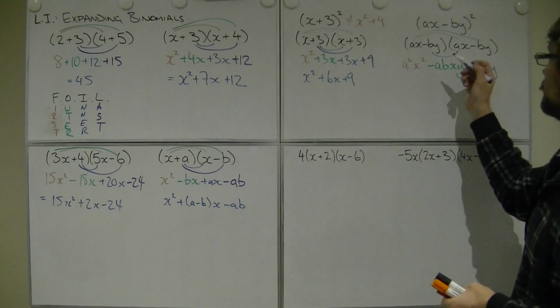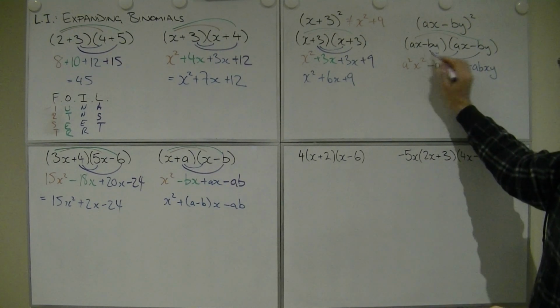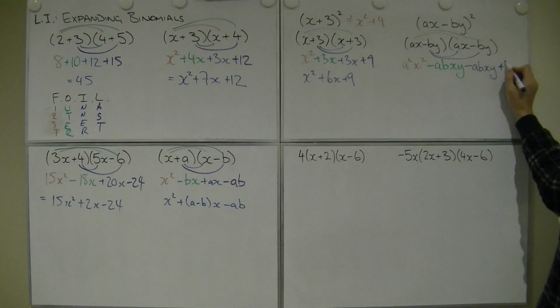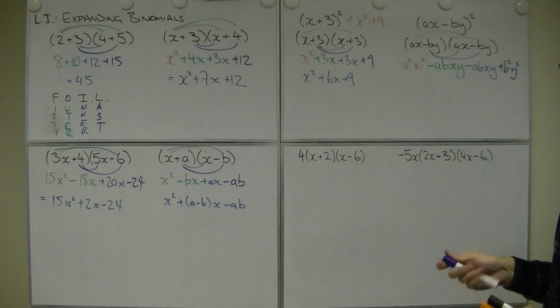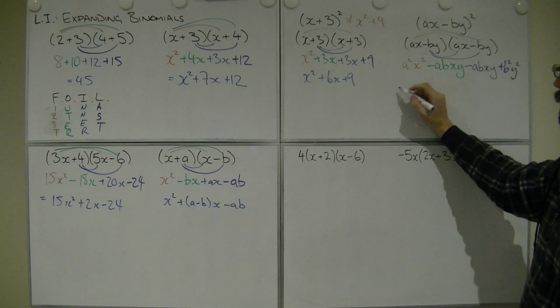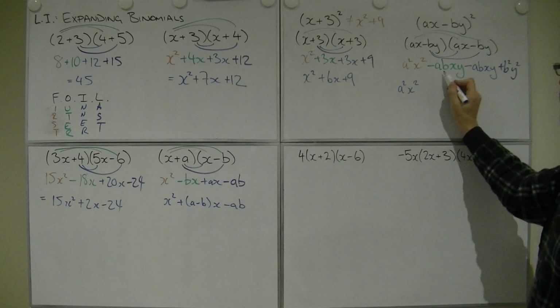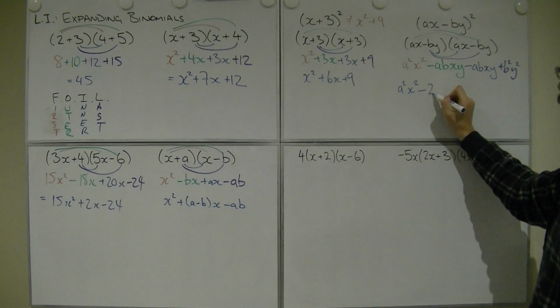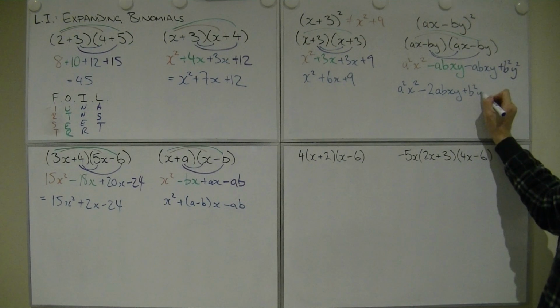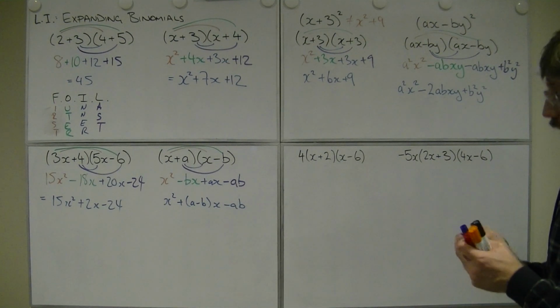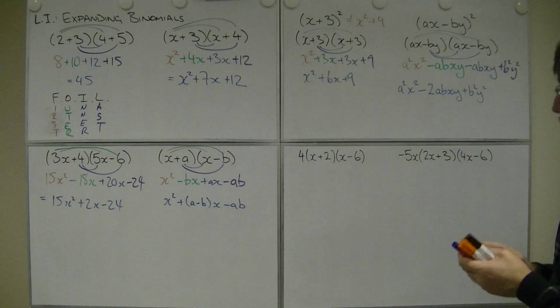And then, negative by negative is positive, b times b squared, y times y squared. Beautiful. Cool. Alright, we've got a squared, x squared. These are the same thing, so I've got negative 2 of a, b, x, y's, and plus b squared, y squared. Beautiful. So that's that done.